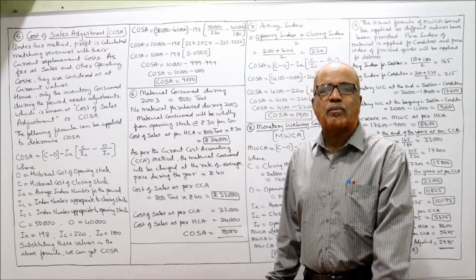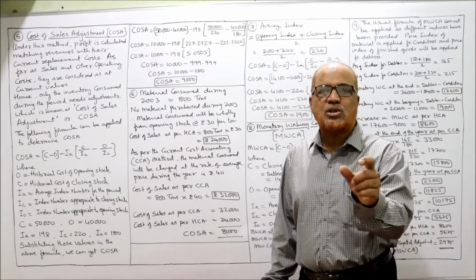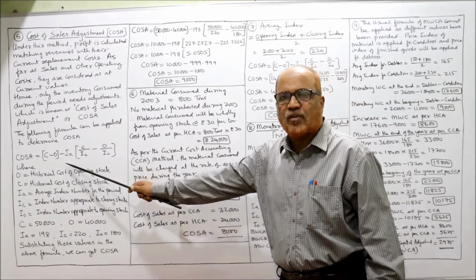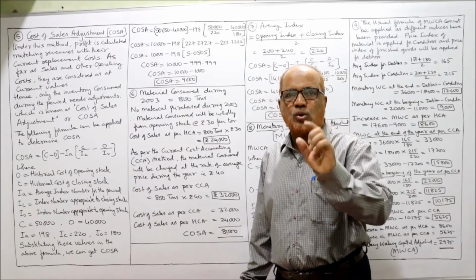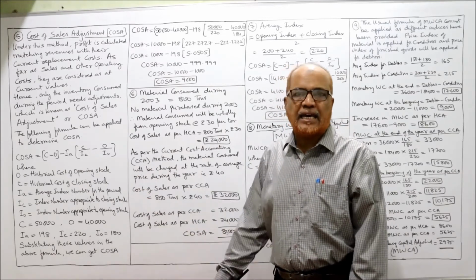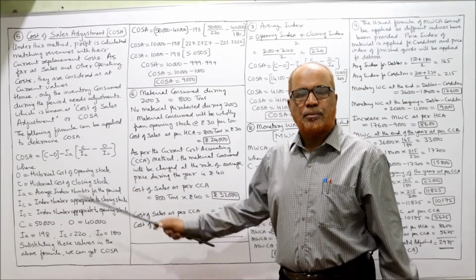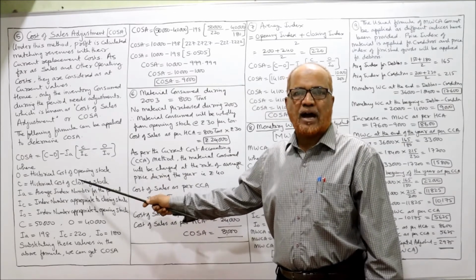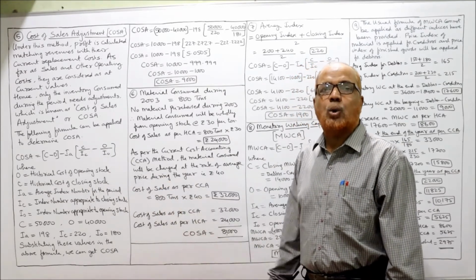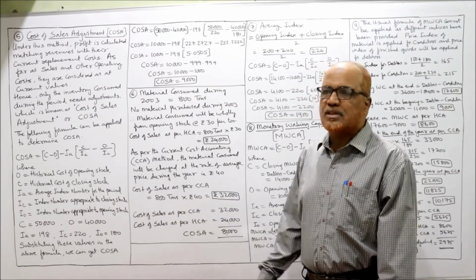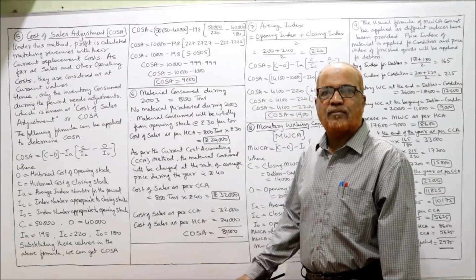This is the first problem on COSA, cost of sales adjustment. Remember this formula. COSA is equal to C minus O minus IA, index of average, bracket start, C divided by IC minus O divided by IO. That's it. This is the first problem on COSA we have completed.